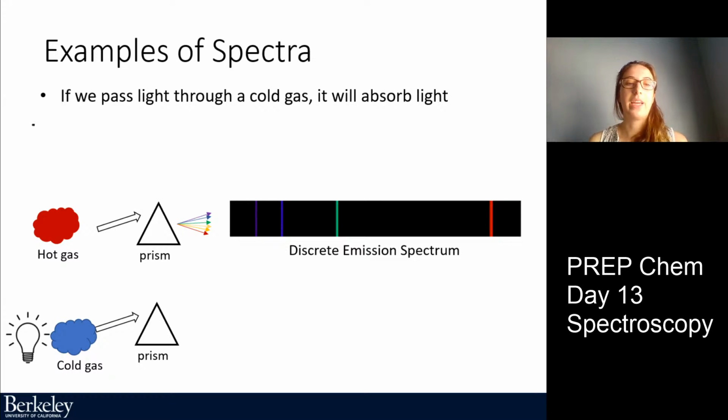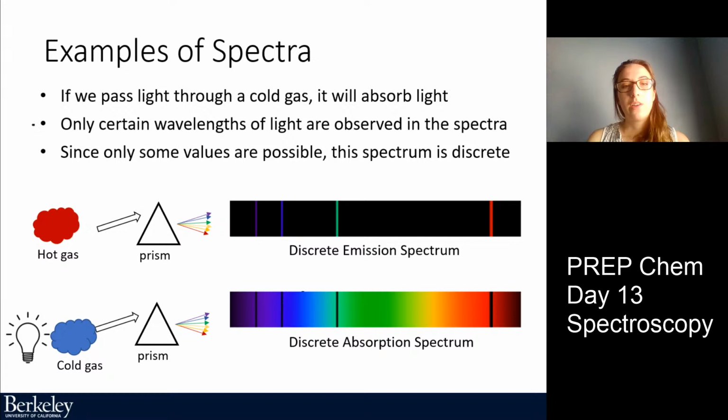Now say we pass light through a cold gas. So the cold gas will absorb light. And we do the same thing where we pass our light through a prism. Again, only certain wavelengths of light are observed in this spectra. And since only some values are possible, we call this a discrete spectrum. So notice at this time we're looking at absorption. So if the object absorbs the wavelength of light, then that means we won't see it.